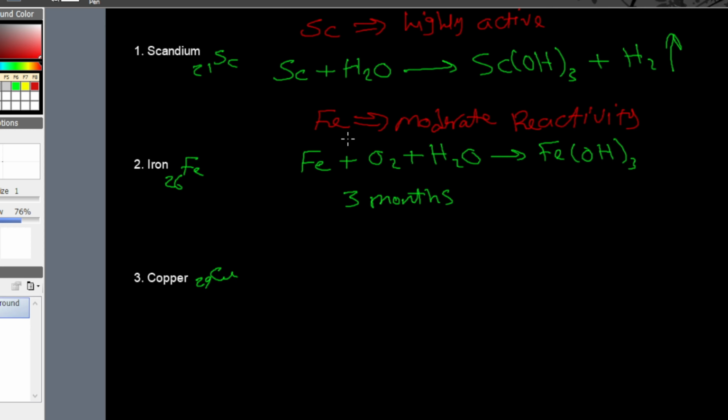Actually, I didn't write the balancing of these equations. You can balance them easily, right? If you have any problems balancing them, please let me know in the comments below.